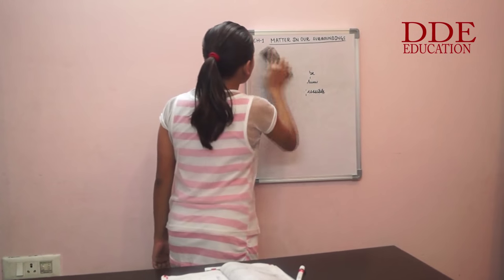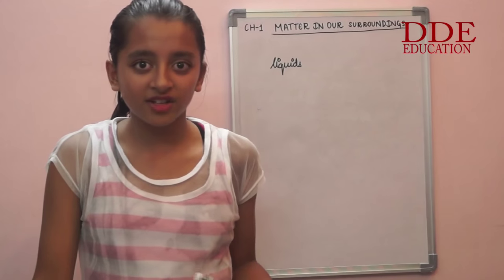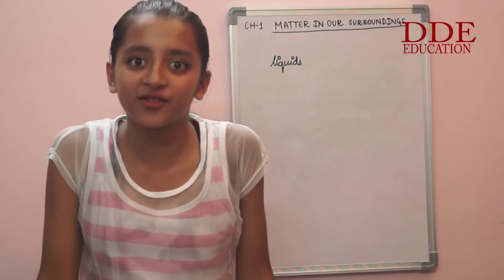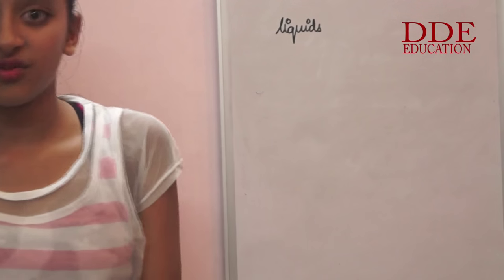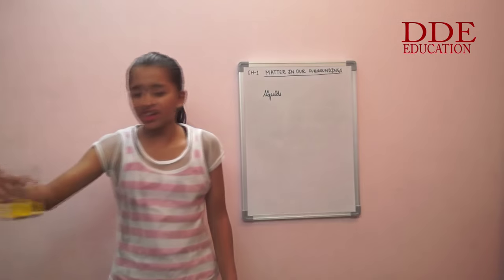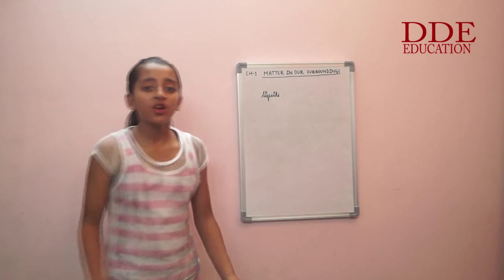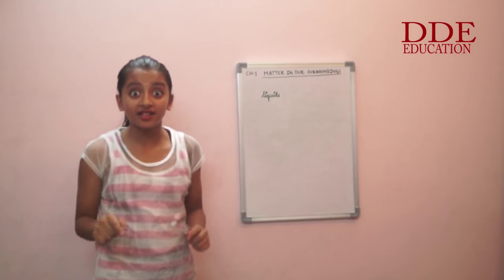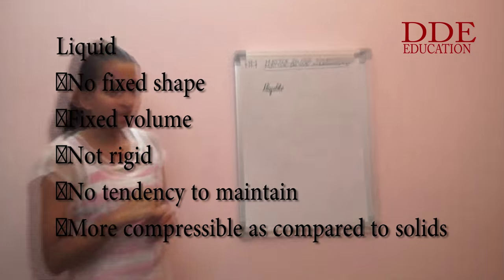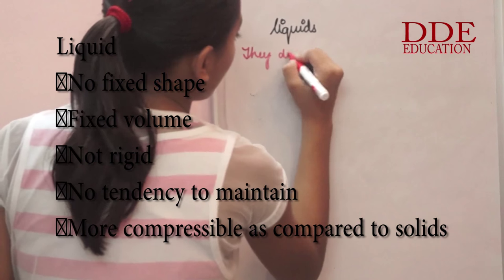Now let's turn on to liquids. What is liquid? Is this table a liquid or this pen? No, it's not a liquid. Only water and other things that are like this, you can say that they are liquid. Now we'll study some things from which you can identify whether a substance is a liquid or not. One thing, they do not have fixed shape.